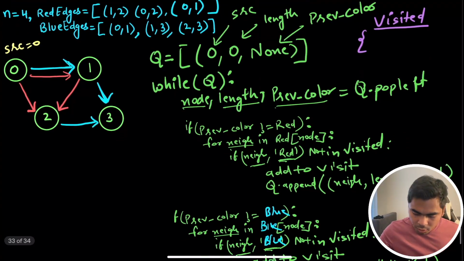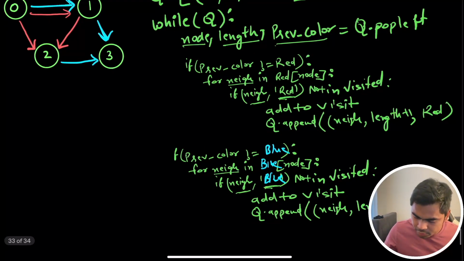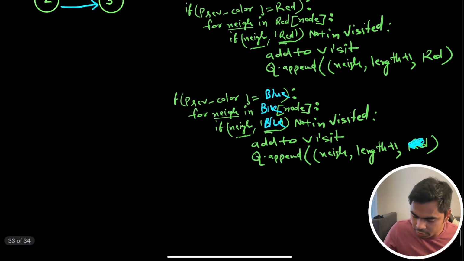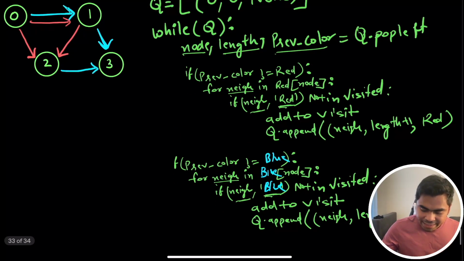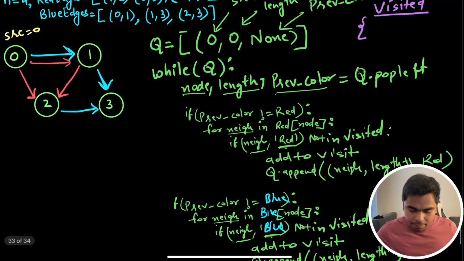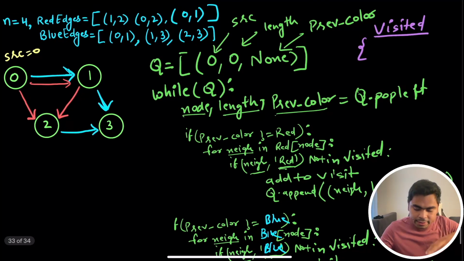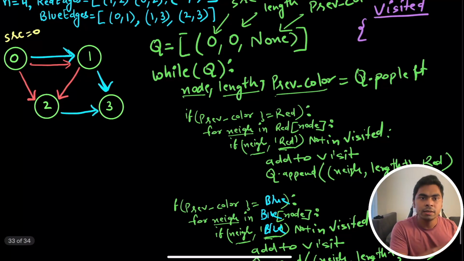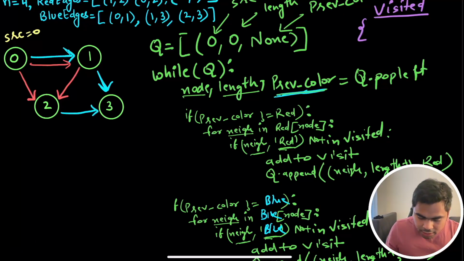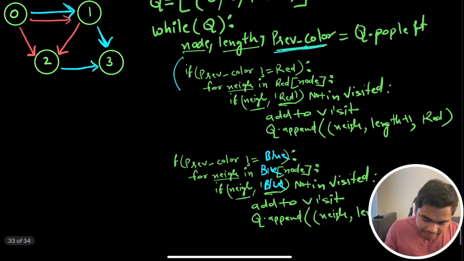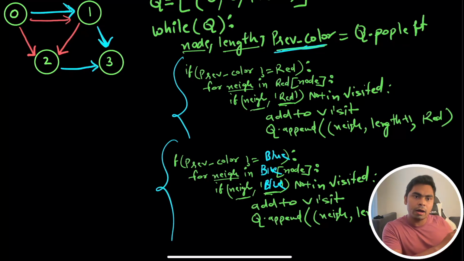So now what we are really doing is keeping track of the previous color, and we are adding things to our visited set with the color, all the nodes that you have visited, and depending on the previous color you are choosing to take the opposite edge to reach your neighbors.